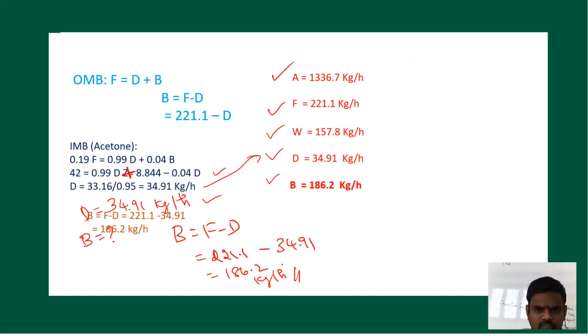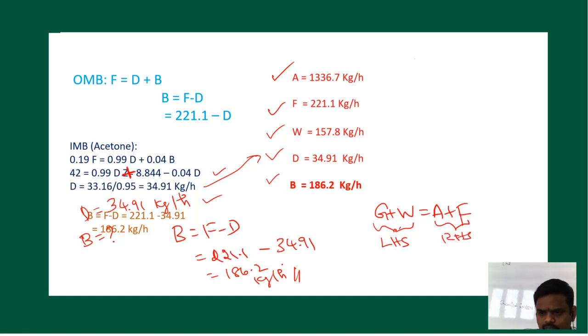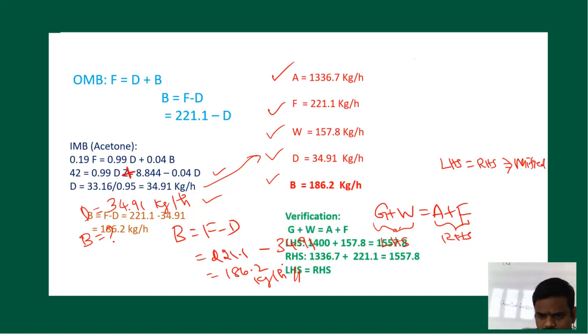Okay, all the values are there: A, F, W, D, B. Now we can verify it in the overall material balance at least. So we can do it as G plus W equal to A plus F, right? So substitute the LHS value, substitute the RHS value. If LHS is equal to RHS, then verified. Okay, you can say it is verified.